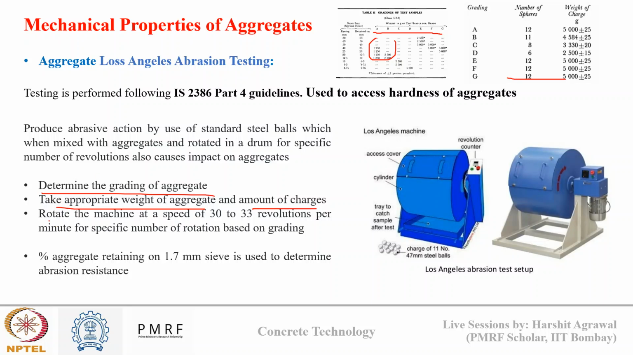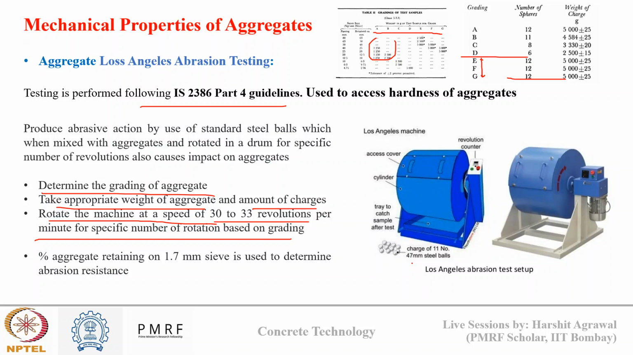And I will rotate the machine at a speed of 30 to 33 revolutions per minute for a specific number of rotations. So for A, B, C, D grade, I need 500 revolutions, and for E, F, G, I need 1000 revolutions. That is what is mentioned in the IS guideline. And after the revolutions, what will happen?